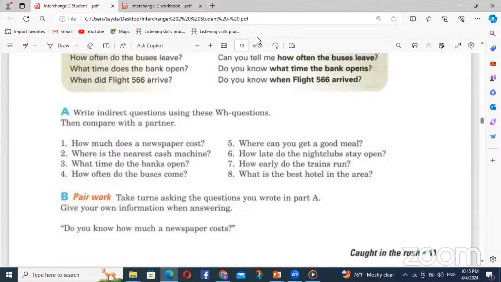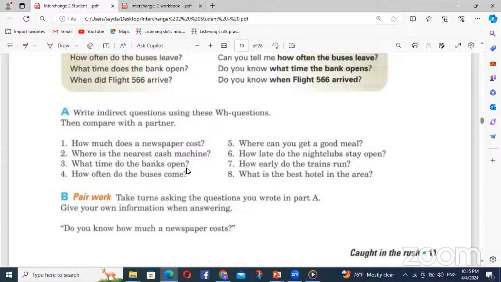Number 3. What time do the banks open? Do you know what time the banks open? The banks, the plural. It's written banks, not bank, so this is plural. So is it banks opens or banks open? Open.